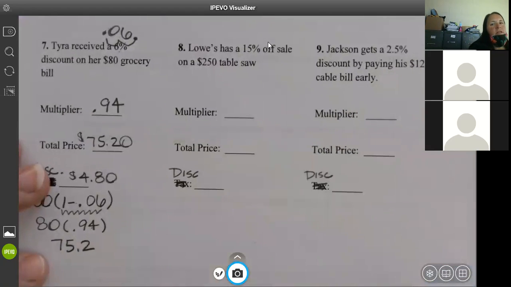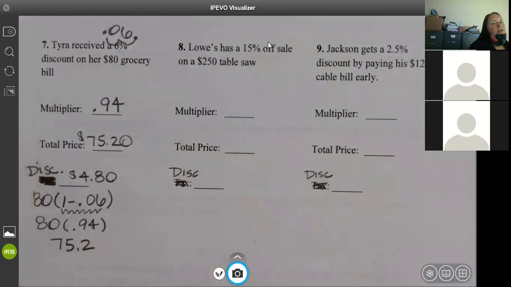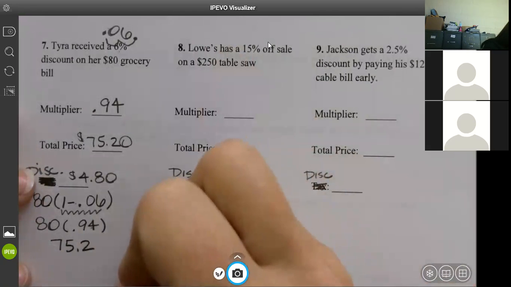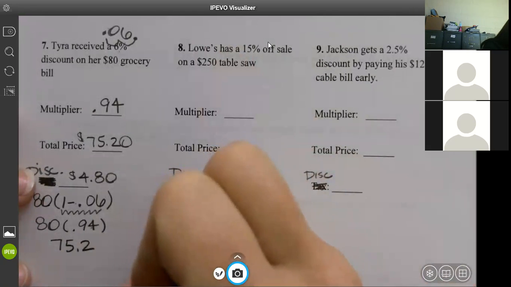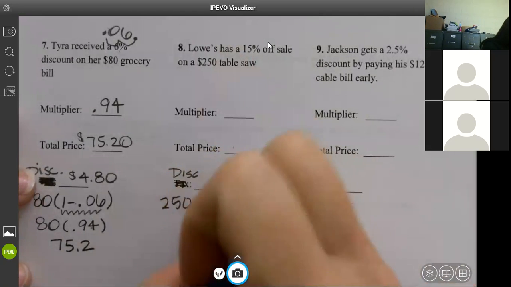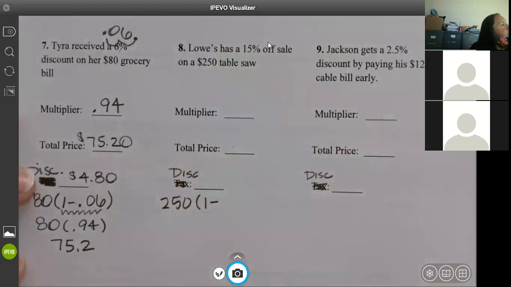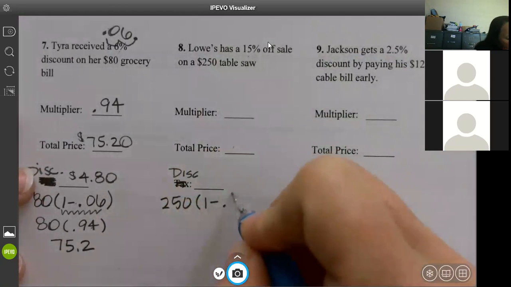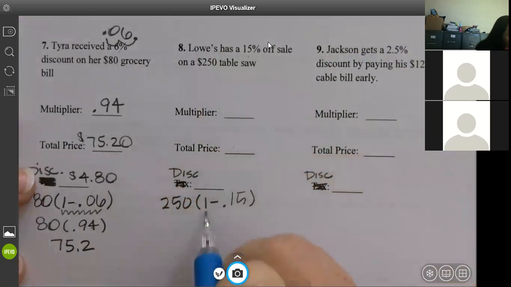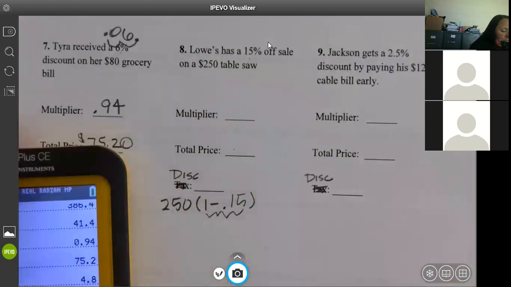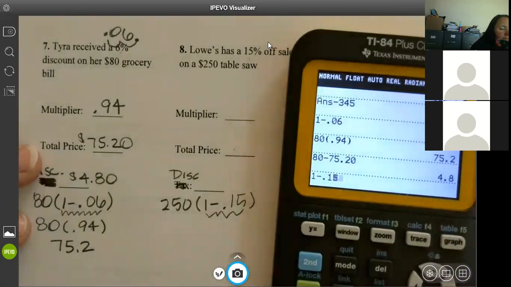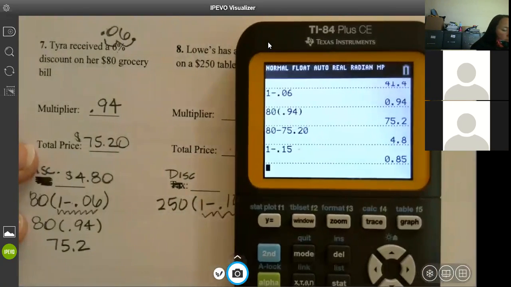All right. So the next one, Lowe's has a 15% off sale on a $250 table saw. So how do I set it up? What's the price? Remember, now it's 1 minus because it's discount. We're taking away. We have 15%. What is it as a decimal? 0.15. Find our multiplier. 1 minus 0.15. What do we get?